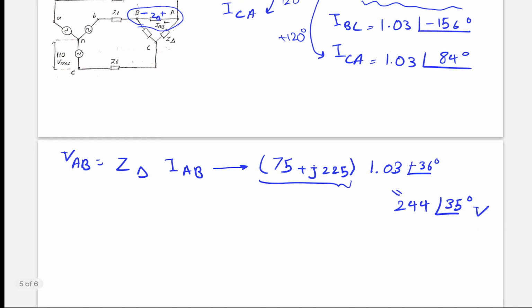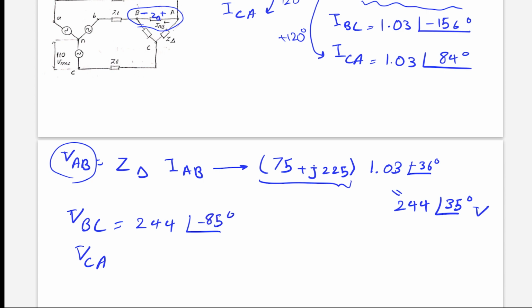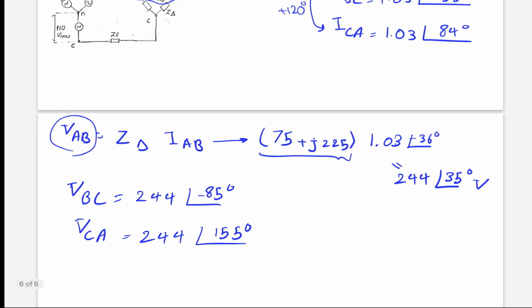So if you found one of them, then the rest is easy. Then VBC and VCA can be found. Just subtract 120. The magnitudes will be the same. So this will be this. Okay. Again, instead of subtracting minus 120, I just added 120 from there. Okay.